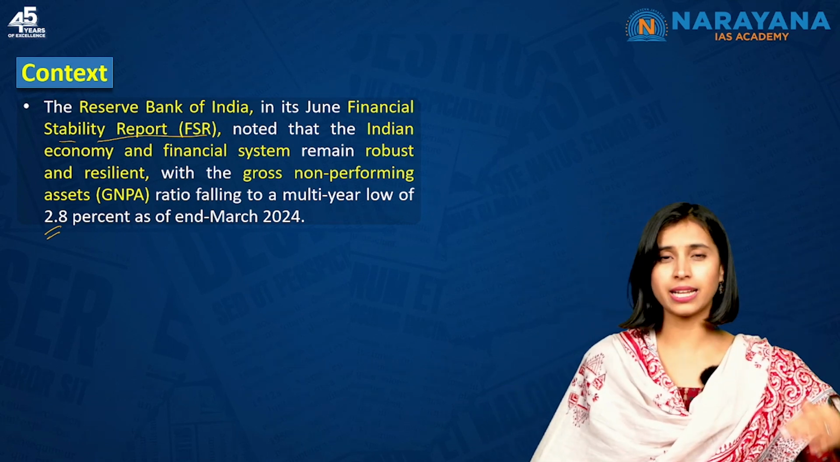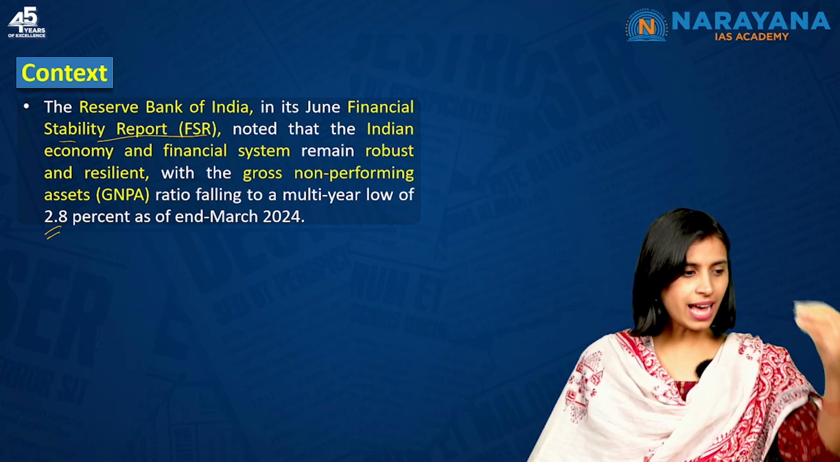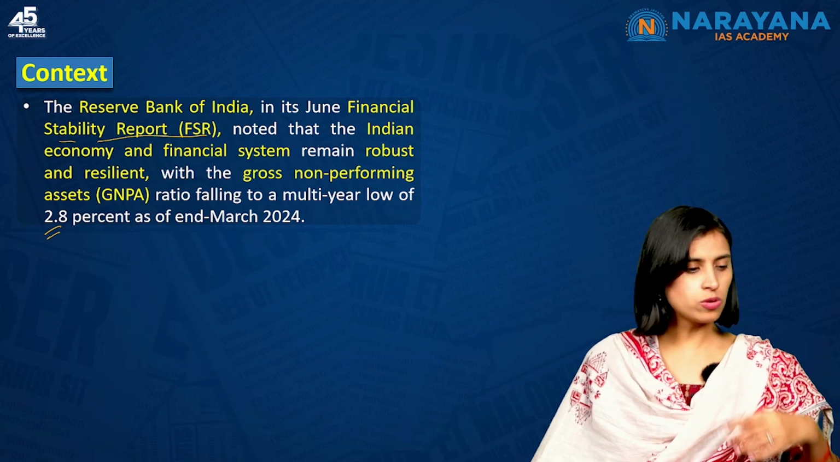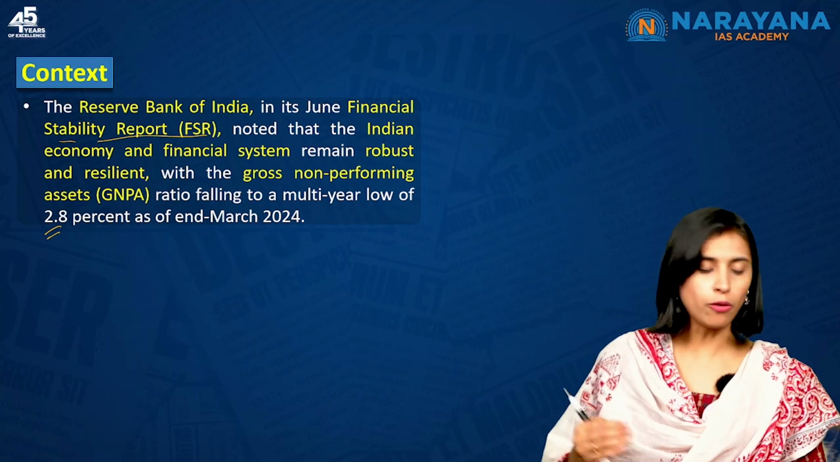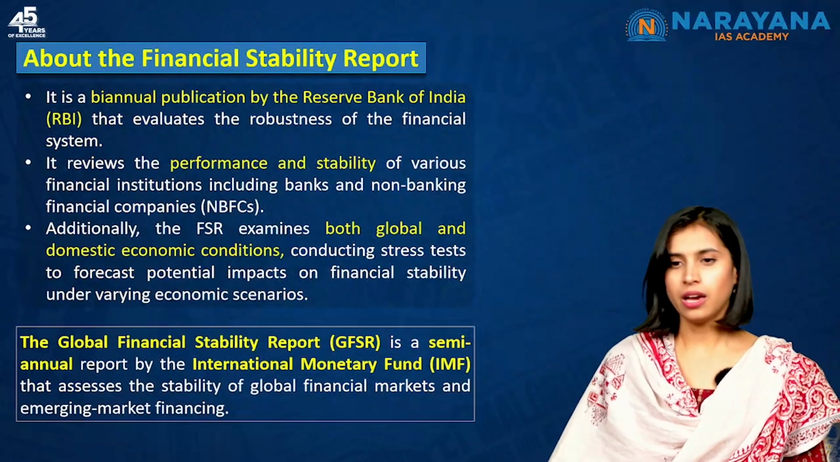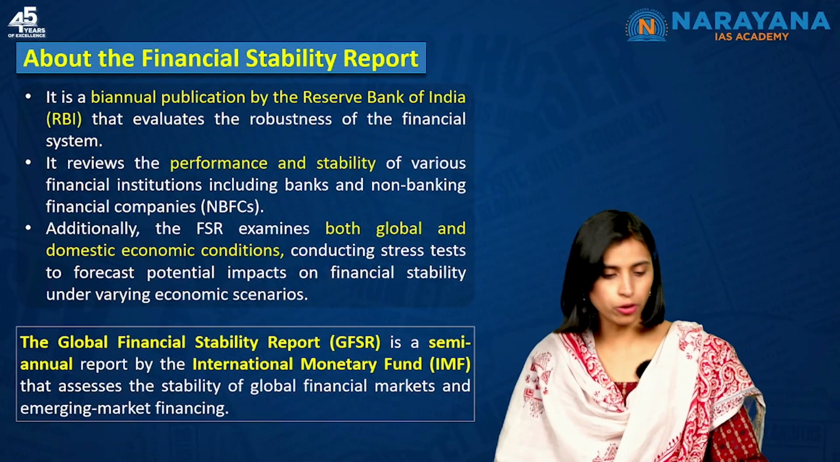So our NPAs, that is non-performing assets, that means the assets which are not giving return or whose principal amount cannot be recovered from the people, have come down to the level of 2.8%. Remember, they were very high, like 5 or 6%, almost a decade ago.